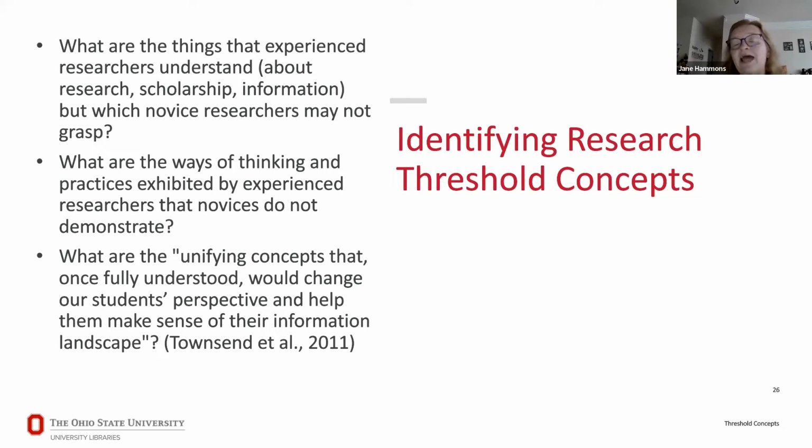about information, about how information is created, how it's accessed, how it's shared, how it's valued, about scholarship, about how scholarship works, about research, the purpose and process of research. What are those things that experienced researchers understand, know, do, but which novice researchers do not, and which could create a bottleneck or a roadblock for students because there's something that they're not getting, that we do, that we understand, maybe without even knowing that we do, and that influences our expectations.